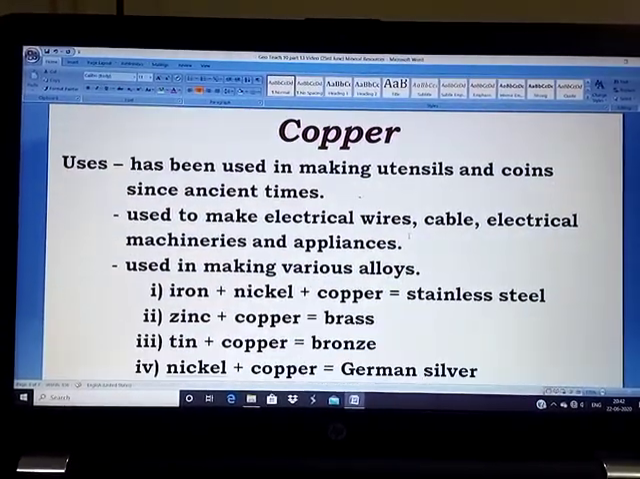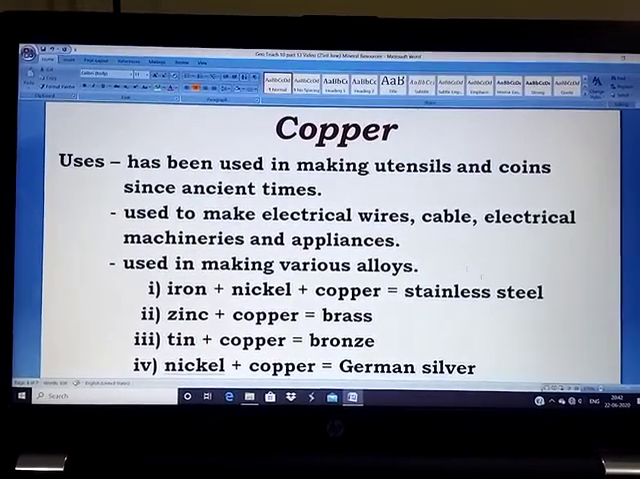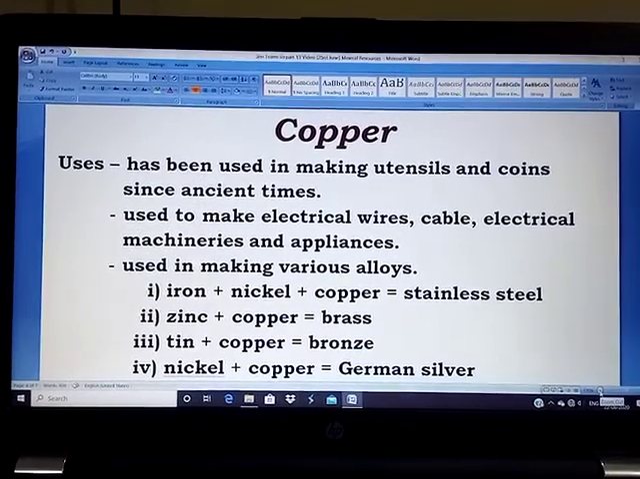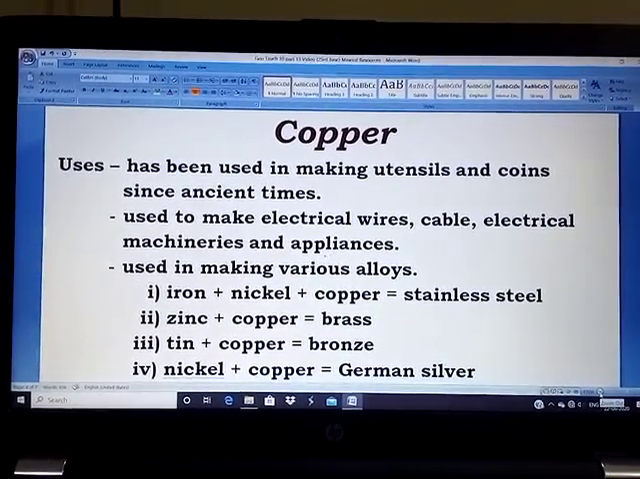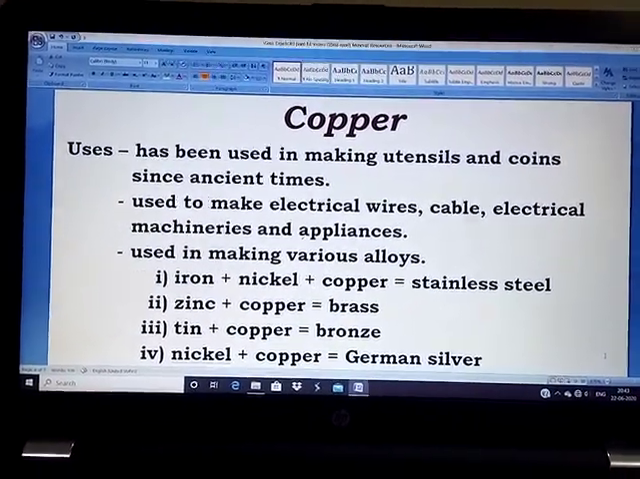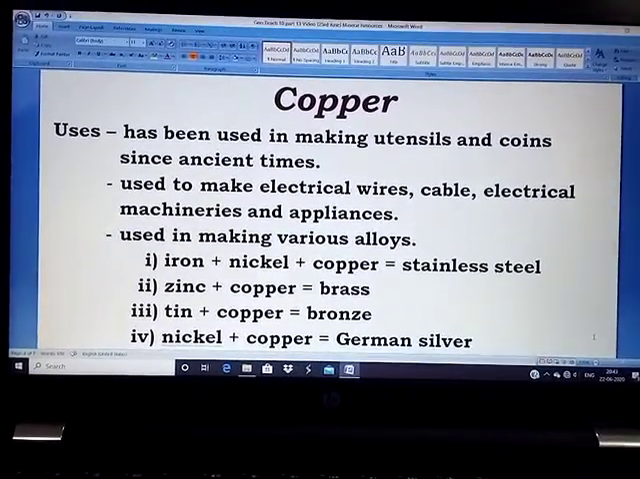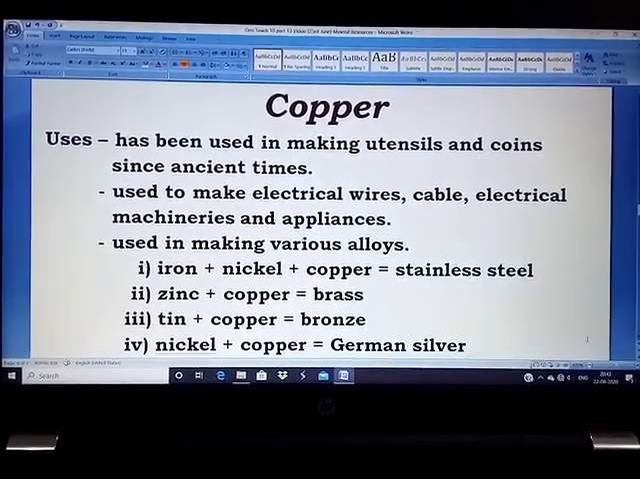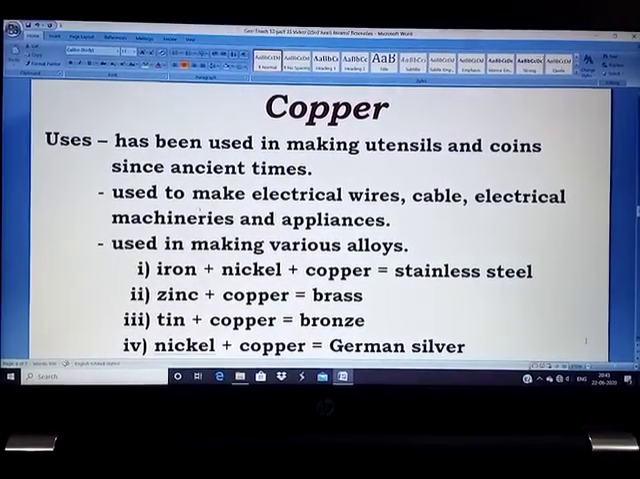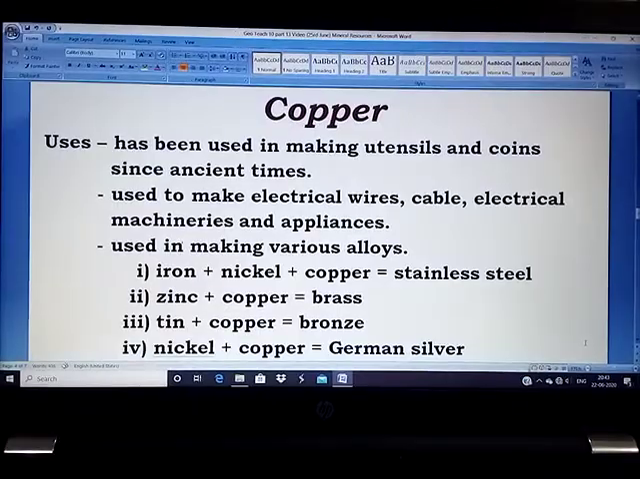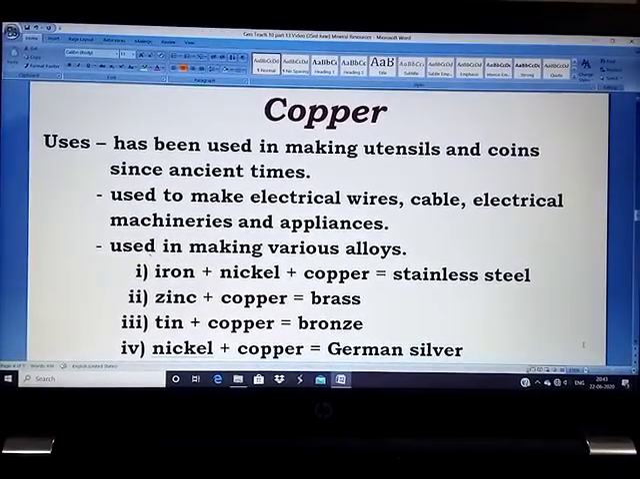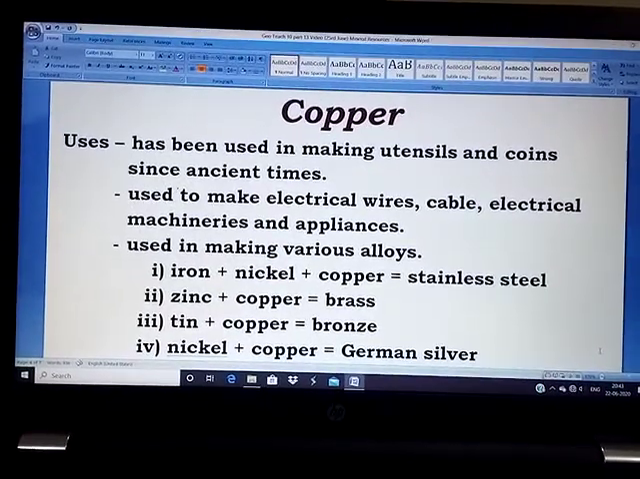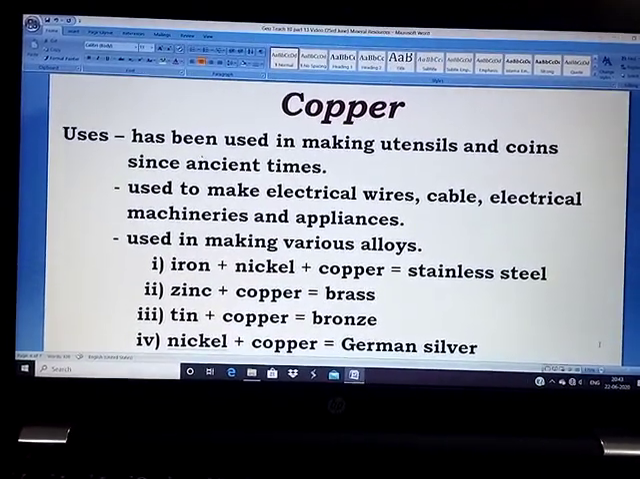Our next mineral will be copper. What are the uses of copper? Copper has been used in making utensils and coins since ancient times. Remember, when we talk about civilization, copper comes as very important. Now it is used to make electrical wires, cables, electrical machines and many electrical appliances.